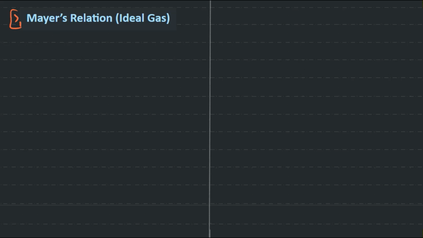We're looking at proving Mayer's relation, which says Cp minus Cv is equal to R. So this is our agenda to prove this. Your proof starts with listing out all the things that we know, starting off with PV is equal to nRT.